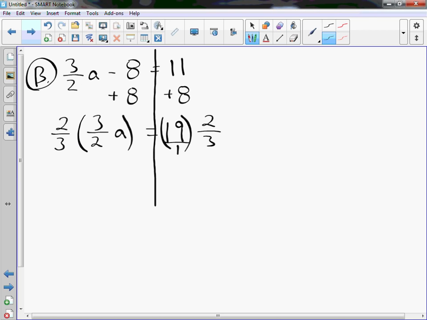Okay? 2's cancel, 3's cancel, leaves me with A equals, okay, 19 times 2, well, that's 1 short of 20 times 2, which is 40. So 1 times 2 is 2. Subtracted from 40 is 38. Okay, you guys probably knew that one in your head anyway. 1 times 3 is 3. 38 thirds.